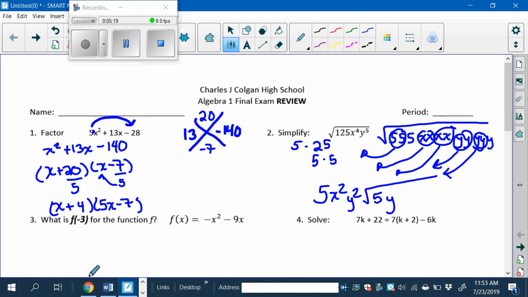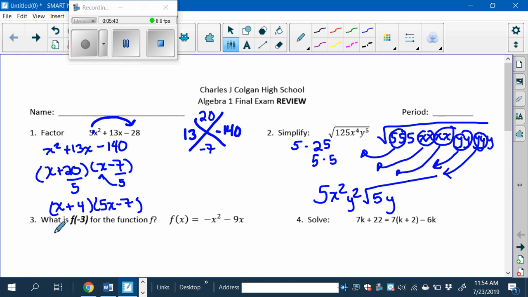Okay, so when we're doing f of -3 for this function, there's several things that you could do. I'm going to go ahead and just plug it in. I would also recommend that you use Desmos for this. In fact, I'll just plug it in. So you can use Desmos for this.